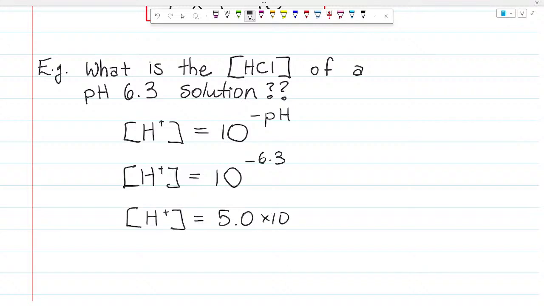I always get this backwards. Times 10 to the negative 6, right? 7. That's right, 7. Don't know why I always lose that. If you want to write that as 0.00000050, you can do that. Not how I'm going to do it.